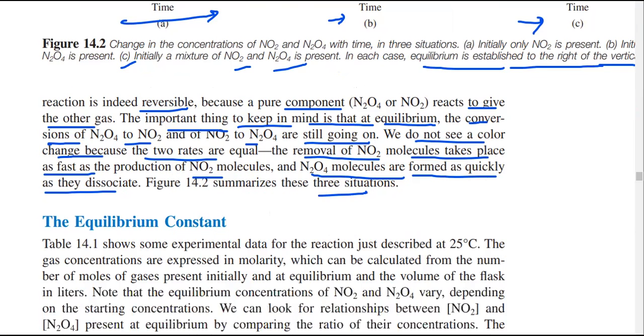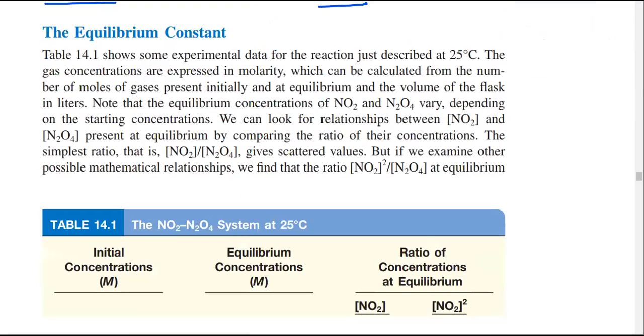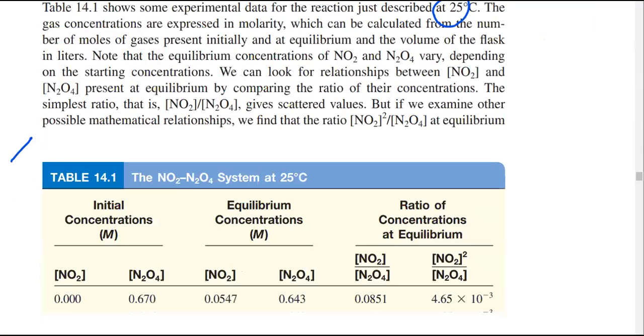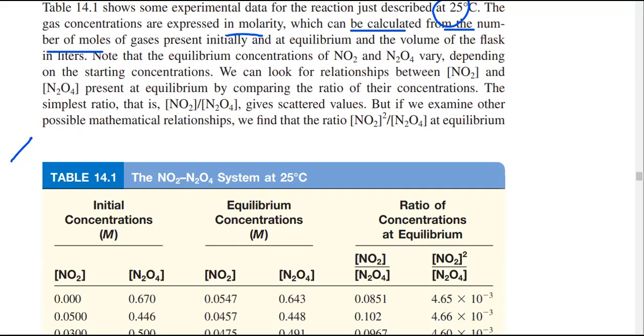Now let us see one table form here. This is a table, and some experimental data of the reaction is described at 25 degrees Celsius. The gas concentrations are expressed in molarity, which can be calculated from the number of moles of gases present initially and at equilibrium, and the volume of the flask in liters. Note that the equilibrium concentrations of N2O4 and NO2 vary depending on the starting concentrations, and we can look for a relationship between the concentration of N2O4 and the concentration of NO2 present at equilibrium by comparing the ratio of their concentrations.